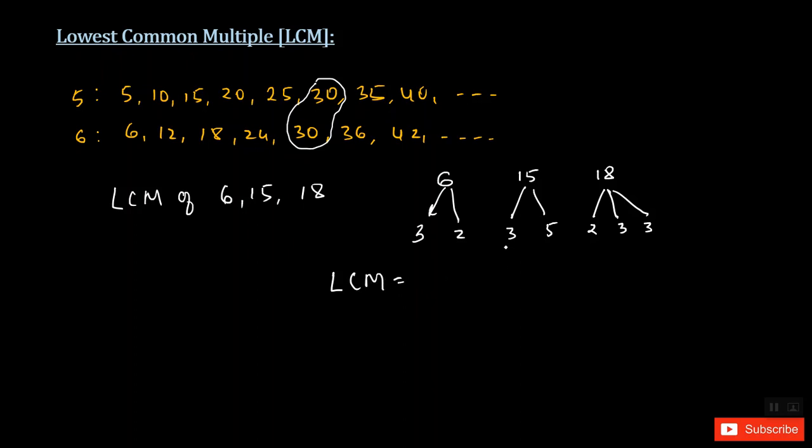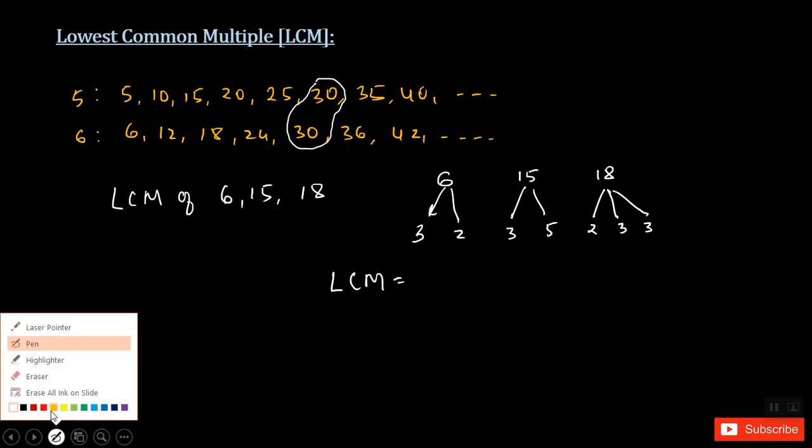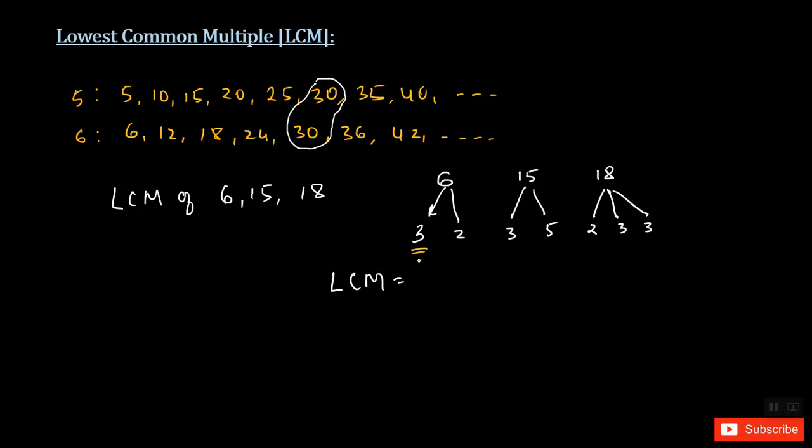in the highest common factor, we were looking for the number common in all, but for the least common multiple, it's not necessary that a number be common. I will be looking for the number which is appearing the most, or the highest number of times. So here, 3 is appearing only once in 6, and also only once in 15, but in 18, 3 appeared twice, right? So you have to take the maximum number of times that it has appeared.